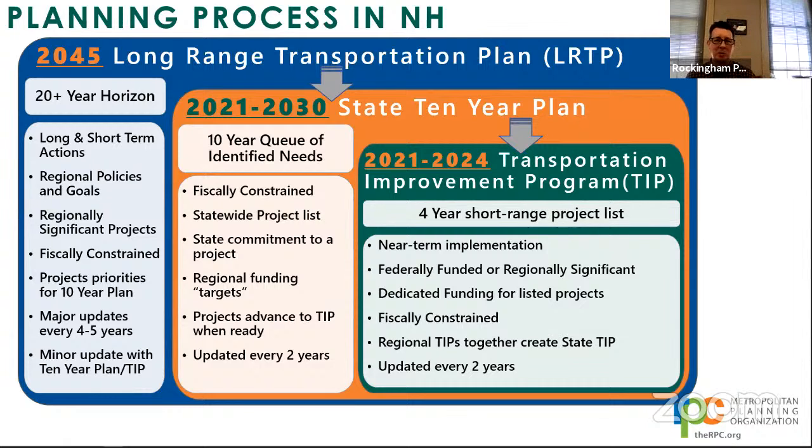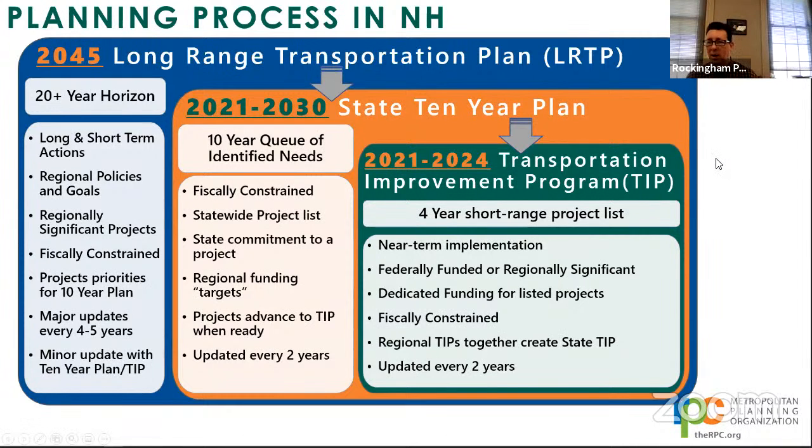We're looking at over a 20 plus year horizon, looking at our goals, objectives, and vision for the region in the future, and we do major updates to that every 5 years. And it provides sort of the universe of projects for us. So from the long range plan, we derive our priorities for the state 10-year plan, which then trickle down into what projects appear in our TIP.